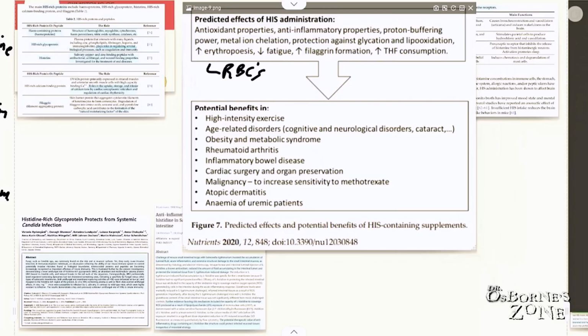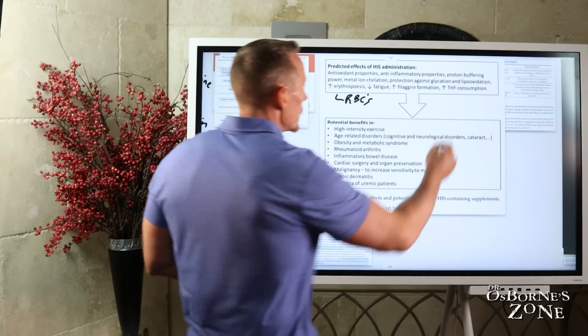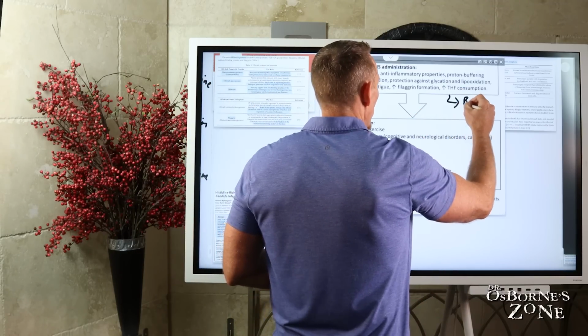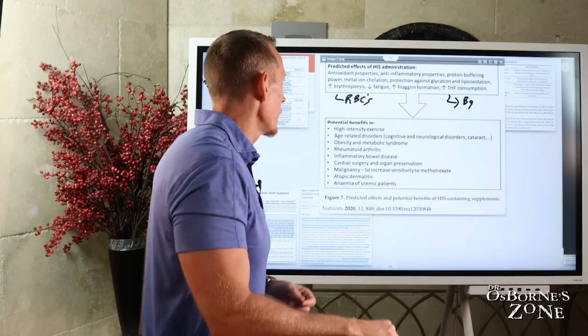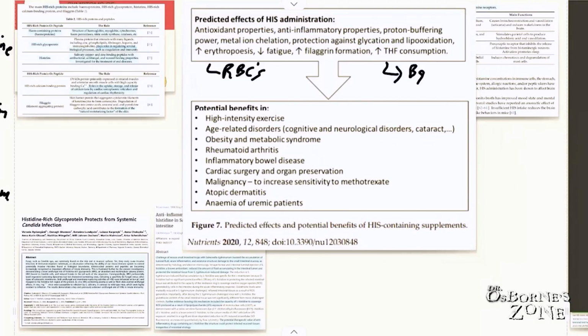We know it can reduce fatigue and increase filaggrin, that's the skin protein that helps protect your skin. And then we know it can increase THF, that's folate, okay? This is tetrahydrofolate, so this is vitamin B9. This is what we were talking about a moment ago. The byproduct of the breakdown of histidine leads to improvements in methylation of vitamin B9. So potential benefits: high intensity exercise. Those of you that are exercising aggressively, you might want to have your histidine levels checked if you're struggling.